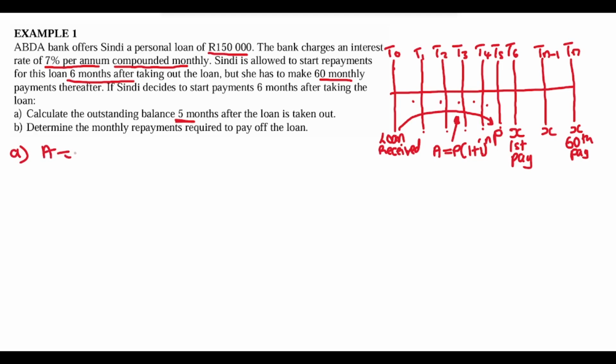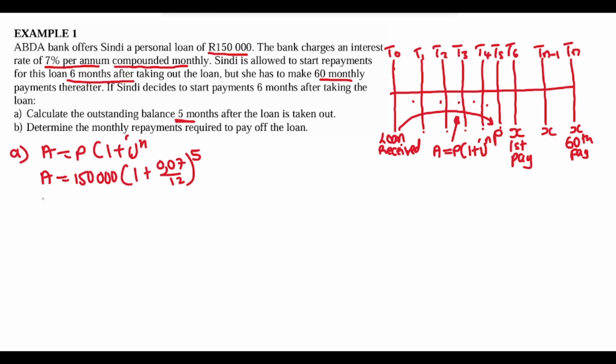So A is equal to P(1 + i)^n, right? Our interest rate is 7% per annum compounded monthly, so we have to say 0.07 divided by 12 for the interest rate. So A is equal to 150,000 times (1 + 0.07/12)^n. And what is our n then? It's monthly for how many months? 5 months. It's already in months, so our n is 5 then.